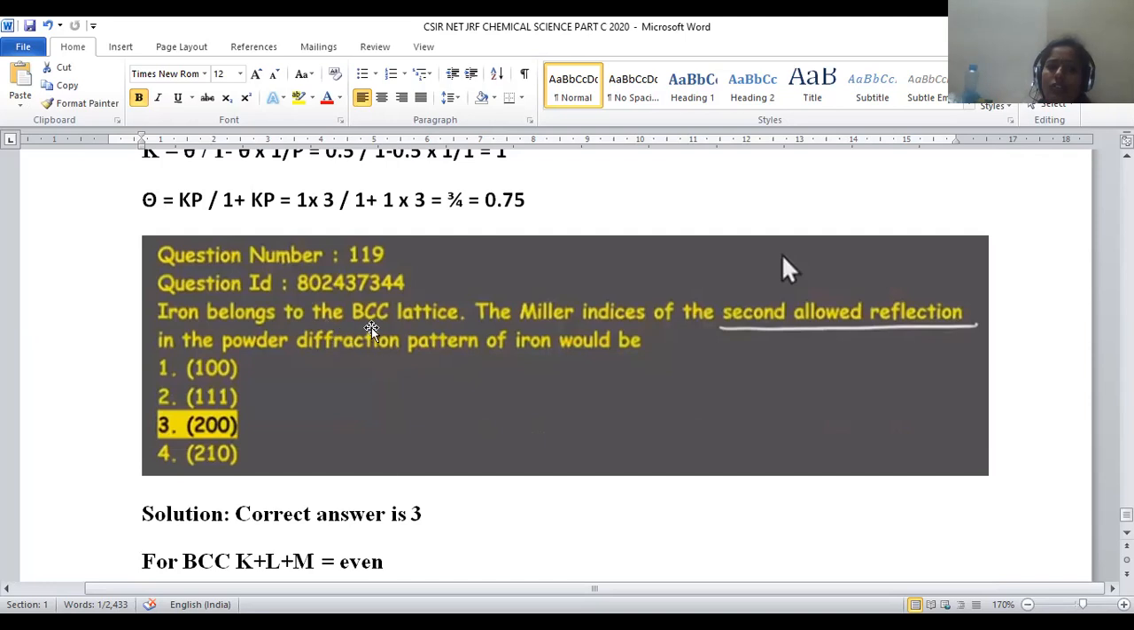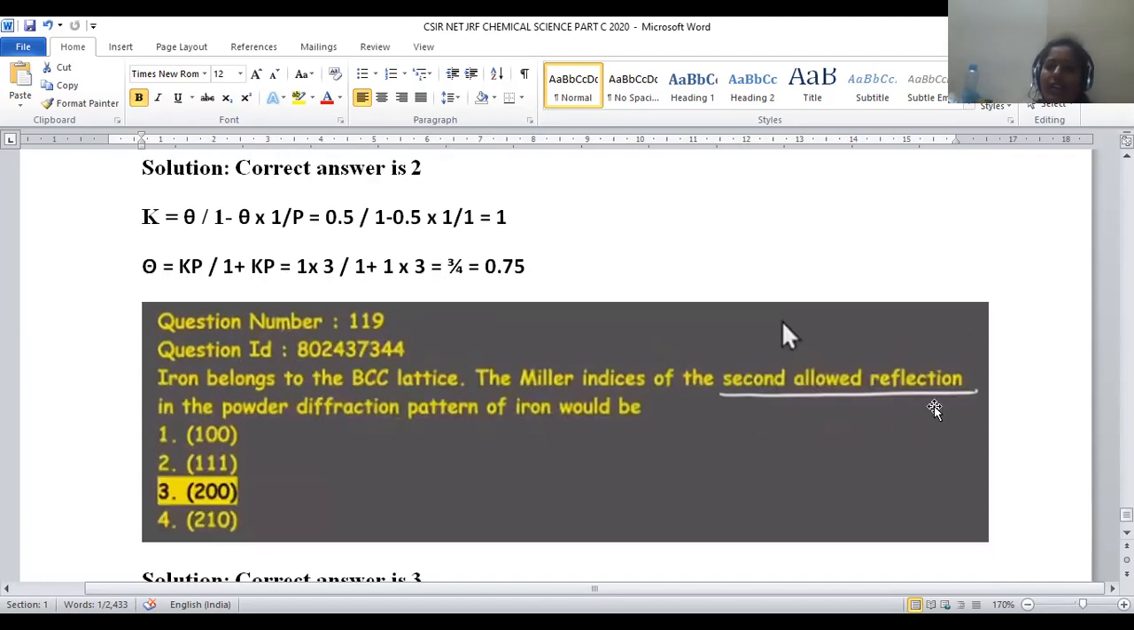Okay. Iron belongs to body centered cubic lattice. The Miller indices of second allowed reflection in the powder diffraction pattern of iron would be. So here what they are asking for, second allowed reflection is needed to be calculated.